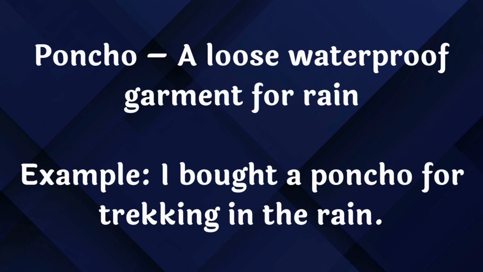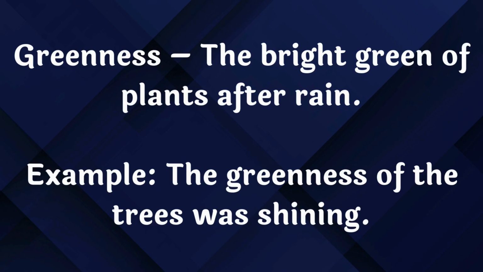Poncho, a loose waterproof garment for rain. Example: I bought a poncho for trekking in the rain. Greenness, the bright green of plants after rain. Example: the greenness of the trees was shining.